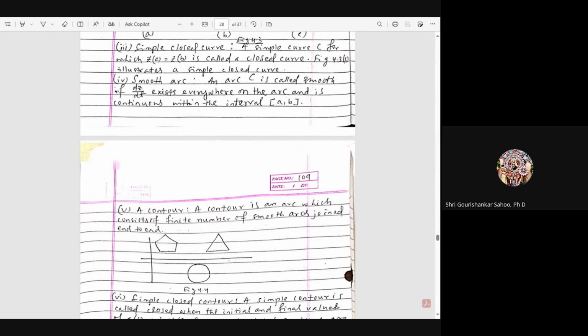Then what is a contour? Do you know all these things? Then we shall skip and go to the next part.